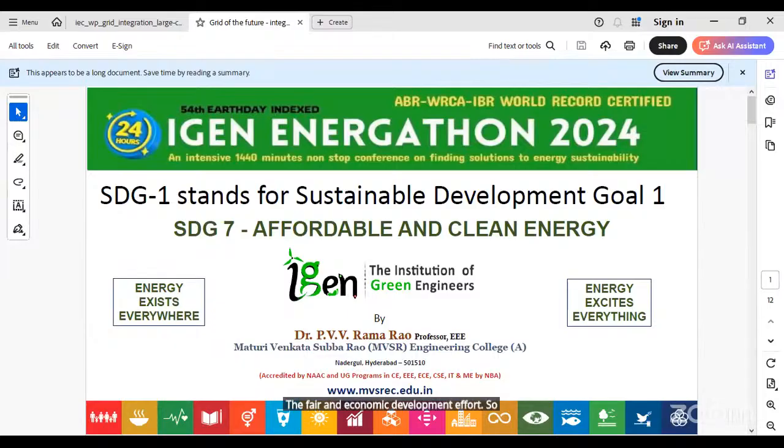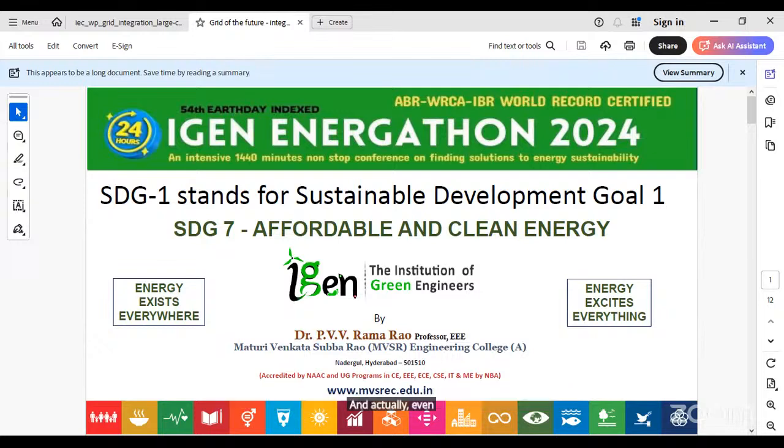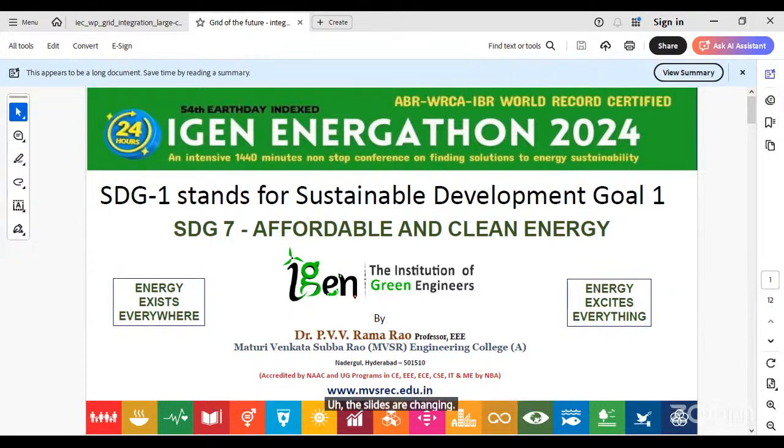Without consistent access to reliable and affordable energy, even those in electrified areas miss out on many benefits. That is why, to reach the benefits to the larger section, the least-served section, below the poverty line, BPL, we can reduce poverty and increase the economy, powering economies and delivering essential services and support. Hope my presentation is going on, that the slides are changing without any disturbance.